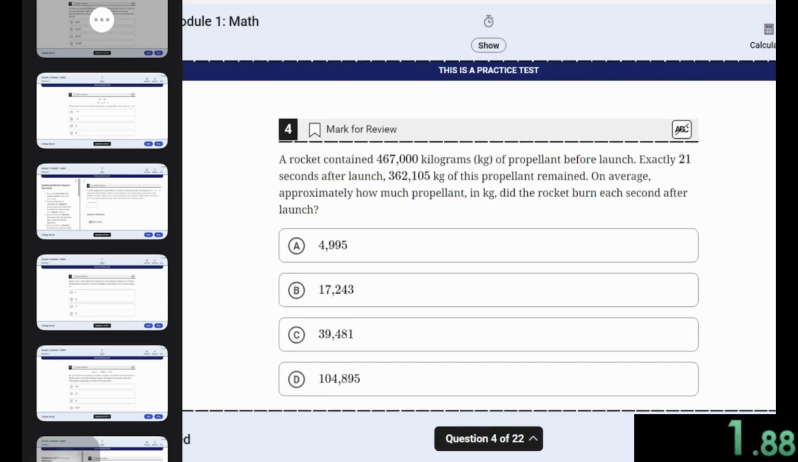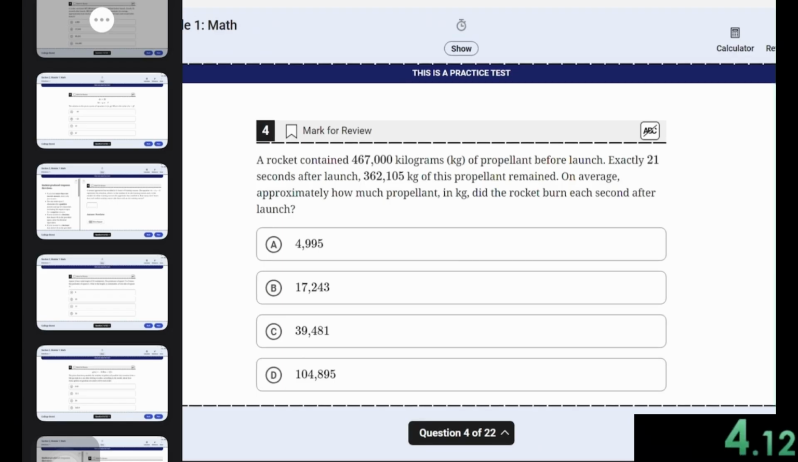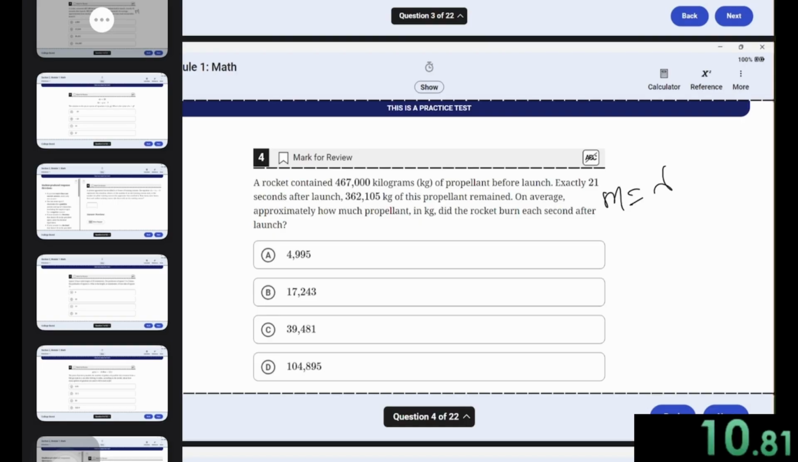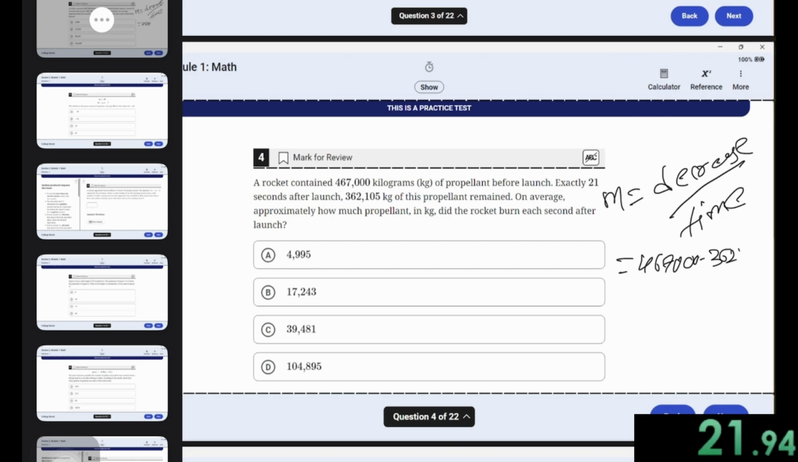Now, yeah, we are asked about a rocket containing 467,000 kg of propellant. All right, so we just have to calculate the slope. Slope is decrease upon time taken, and I guess that is equal to 467,000 minus 362,105 upon 21. We are going to solve everything through pen and paper. Okay, nothing through Desmos.